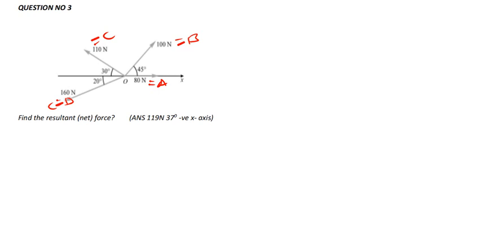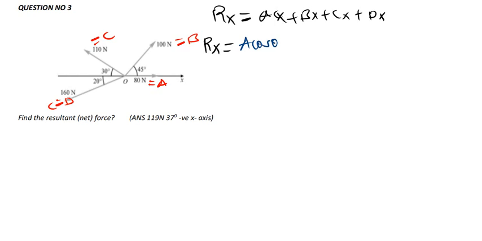Now we want to find the net force, which is the resultant, and you know that the resultant is going to be the result of ax plus bx plus cx plus dx, like that. And you know that the x component is supposed to be cos theta. So I'll say rx will be a cos theta, plus b cos theta, plus c cos theta, plus d cos theta, like that. Now we need to understand here. I'll start with a.